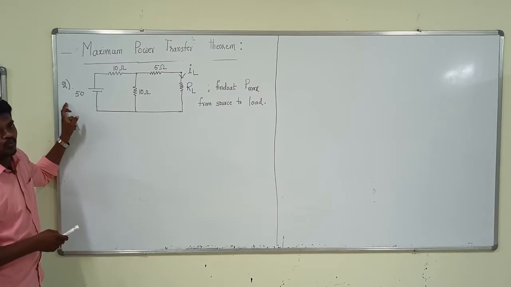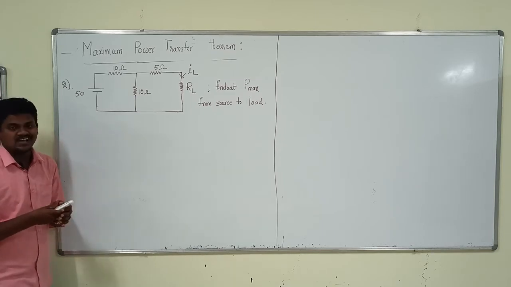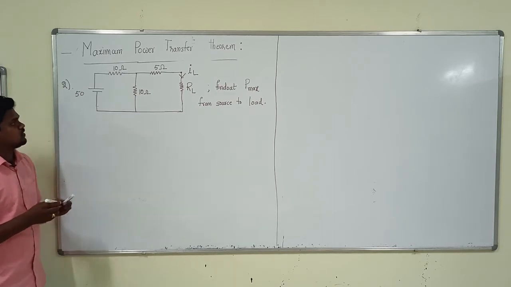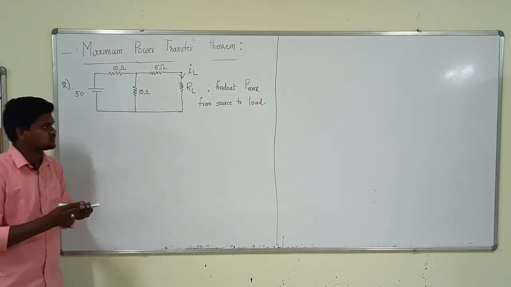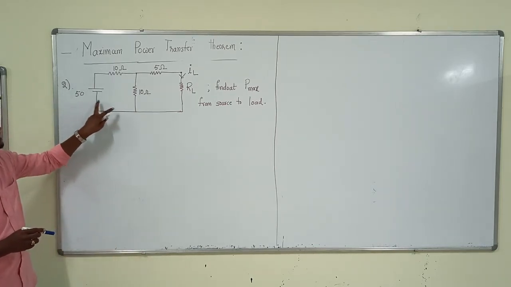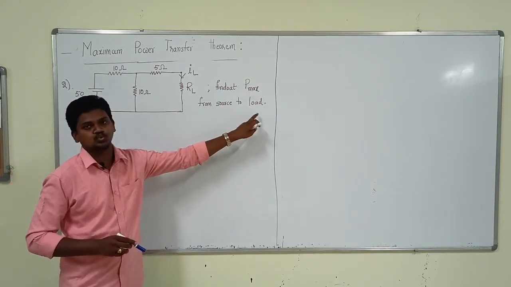Okay. Now we will discuss the second problem regarding the maximum power transfer theorem. By discussing this, we will list some more points regarding the theorem. The question is, this is the circuit, find the maximum power from source to load.